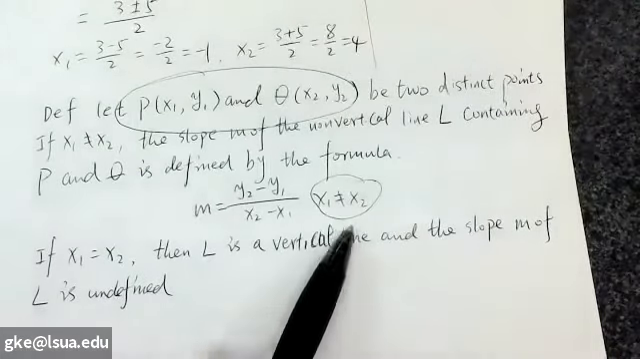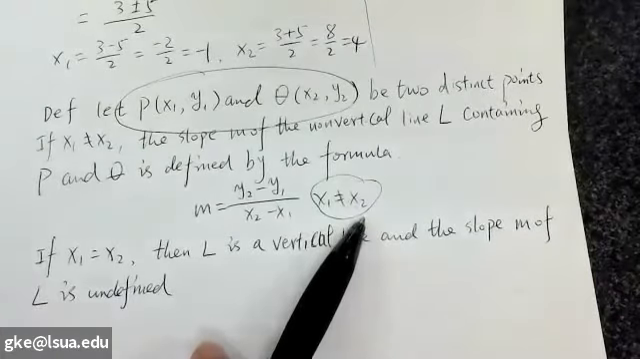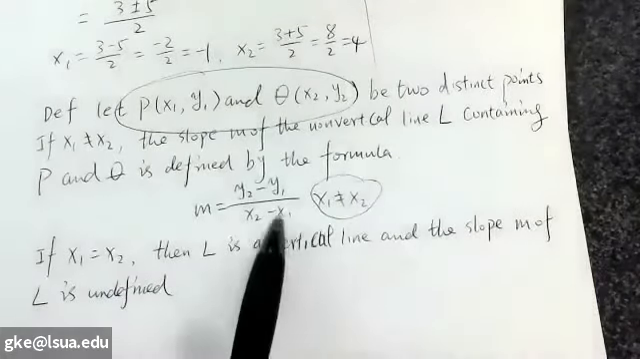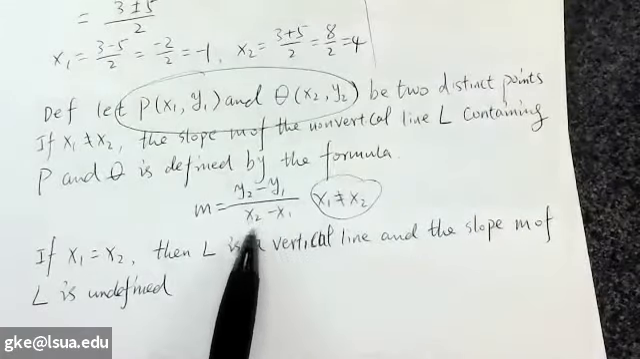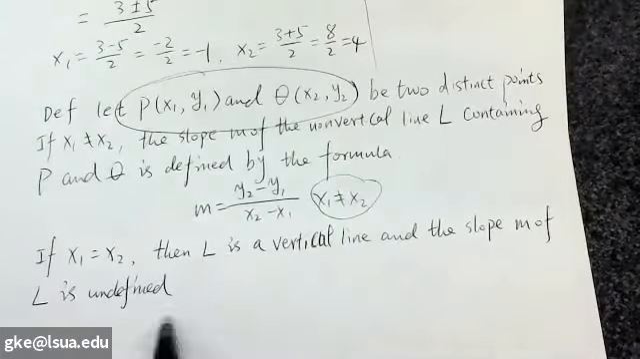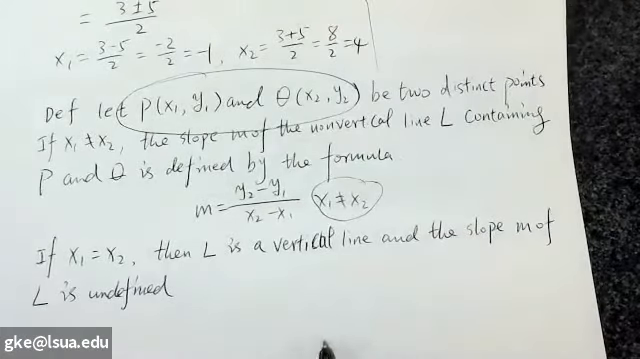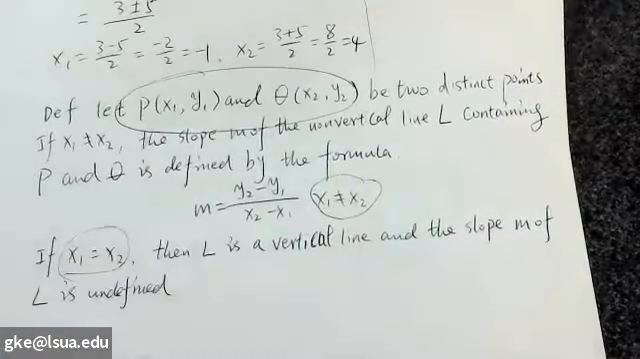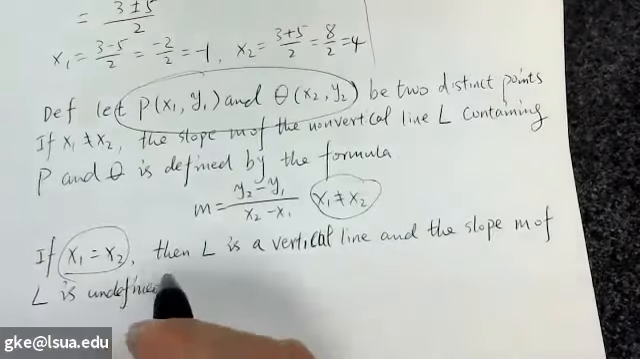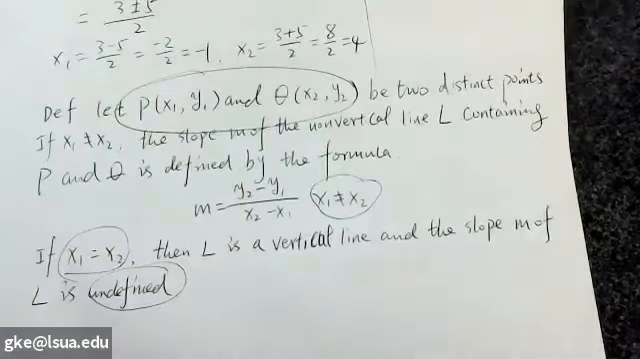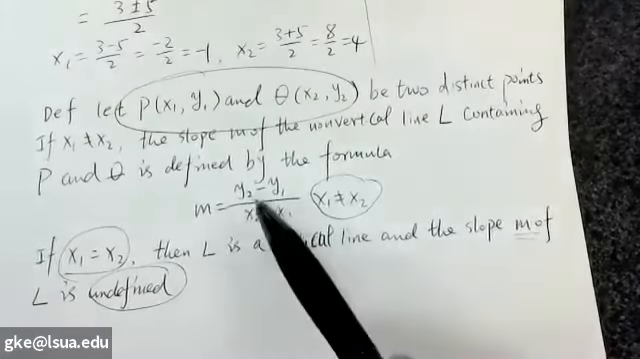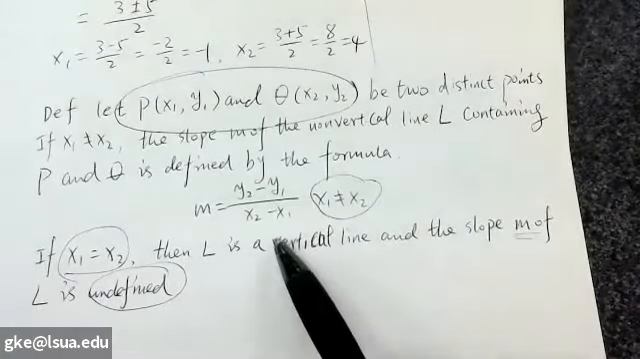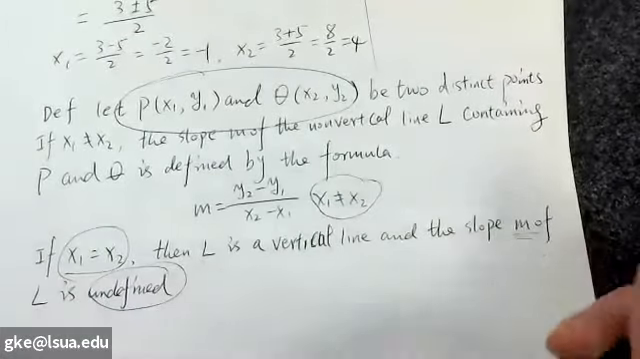If x1 equals x2, the denominator equals 0, right? The slope is undefined, because a denominator of 0 means undefined. The denominator can never be 0; you learned that before, right? So if these two are equal to each other, the slope is undefined, because when you plug into the formula, you can see that the denominator equals 0.